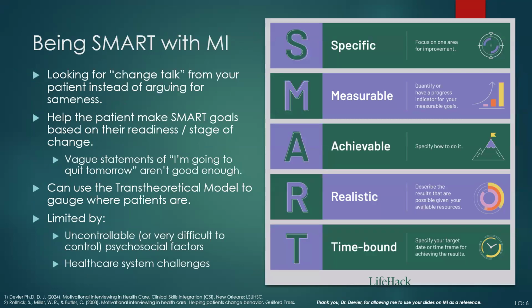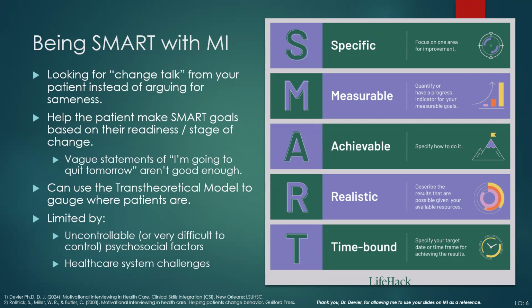And you want to listen for change talk from your patients. If you hear yourself saying this, you're doing it wrong. And if you're trying to convince them to do something, you're also doing it wrong. Vague statements like, I'm going to quit tomorrow, or I'm going to stop using drugs, aren't good enough and are prone to leaving you frustrated that you couldn't complete the goal you set out to do. Instead, you can use the transtheoretical model to gauge where your patient is at their stage of change and set their goals that way.